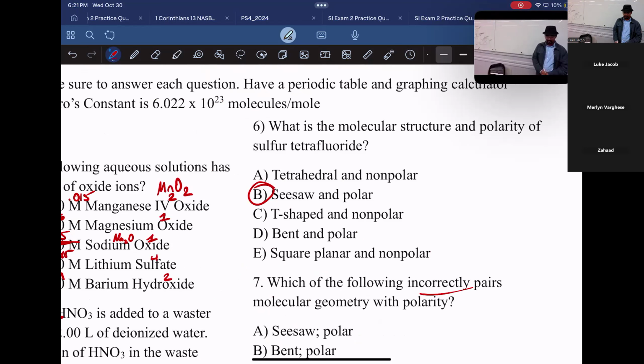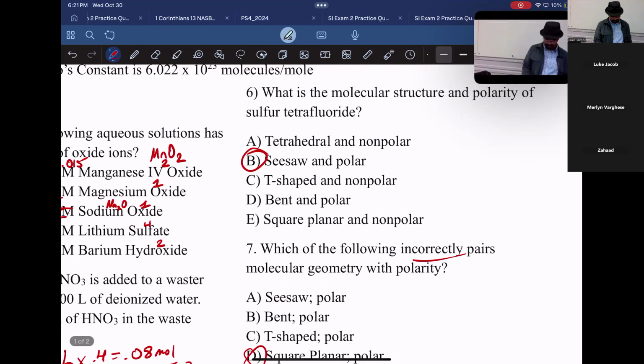Tetrahedral. And non-polar is correct. T-shaped. Is T-shaped non-polar or polar? Polar, good, right? Bent's polar. Square planar is always going to be non-polar. Anything that says planar is going to be non-polar.